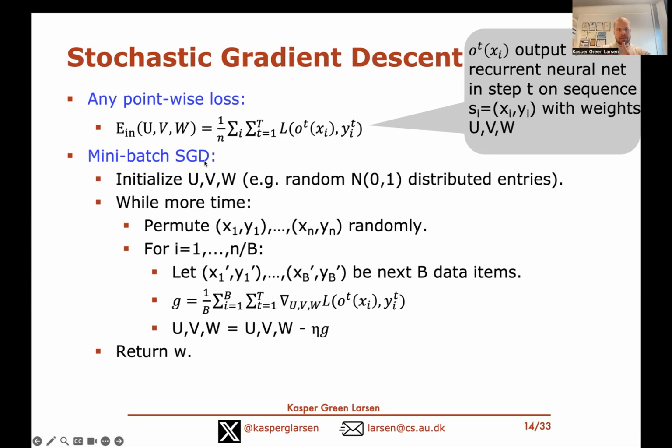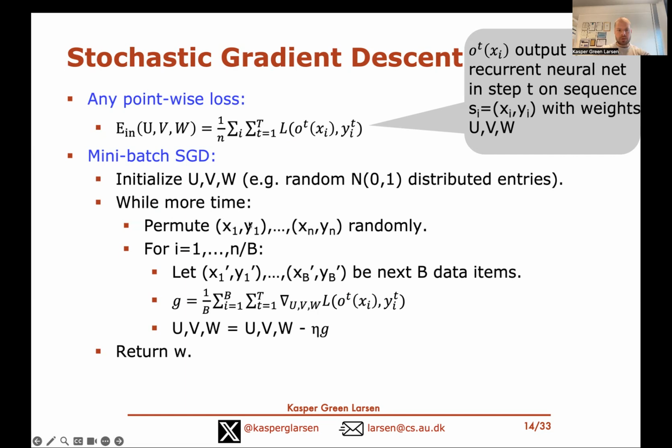And mini-batch stochastic gradient descent tells us to initialize these weight matrices somehow. Maybe just randomly, normally distributed with mean zero and variance 1. This is not necessarily the best choice, but it is some way of initializing them. And then we repeat this loop. While there's more time, we execute what's called an epoch, where we permute all the training data.